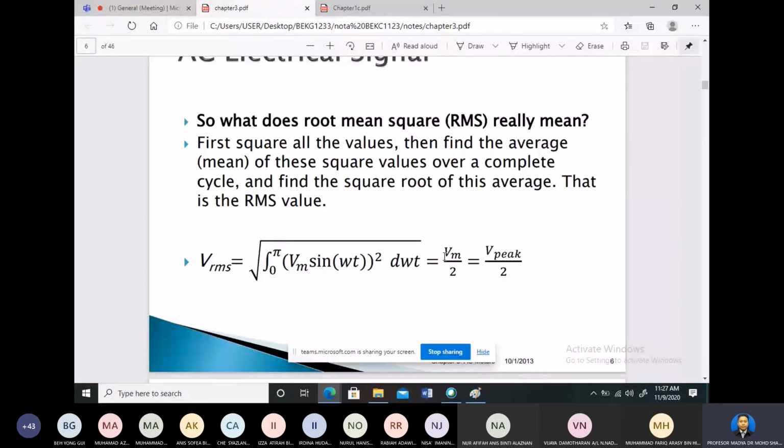Equals, automatically when we derive this one, this is the equation we get: Vm, the voltage amplitude, divided by 2, or Vpeak divided by 2. So this is in the electrical, Vpeak divided by 2, for calculating the RMS.